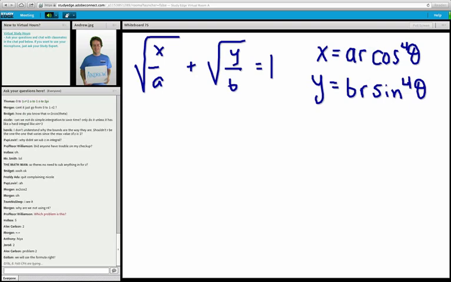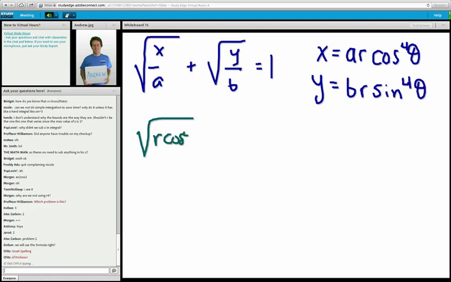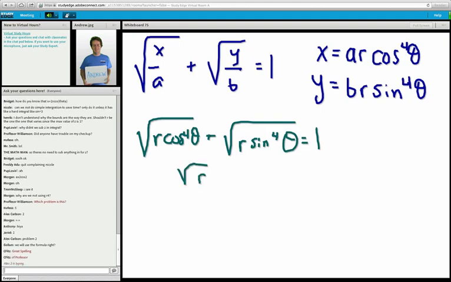So if we plug everything in, this gives us square root of a. The a's cancel, so I have square root of r cosine to the fourth theta plus square root of r sine to the fourth theta equals 1. So this basically becomes square root of r equals 1, because square root of cosine to the fourth becomes cosine squared, and square root of sine to the fourth becomes sine squared. So we have cosine squared plus sine squared is 1, which gives us square root of r equals 1. This tells us my bounds for r go from 0 to 1.